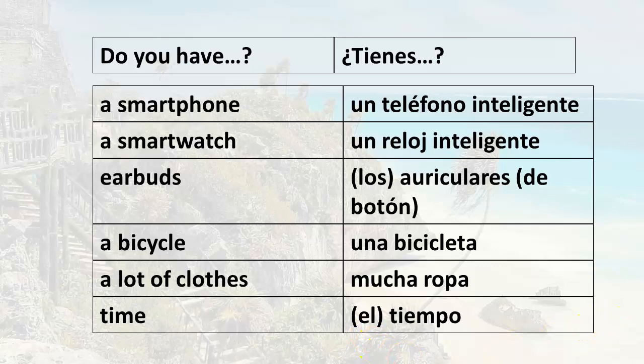So here are some new questions. Do you have a smartphone? ¿Tienes un teléfono inteligente? Do you have a smartwatch? ¿Tienes un reloj inteligente? Do you have earbuds? ¿Tienes auriculares? Do you have a bicycle? ¿Tienes una bicicleta? Do you have a lot of clothes? ¿Tienes mucha ropa? Do you have time? ¿Tienes tiempo?